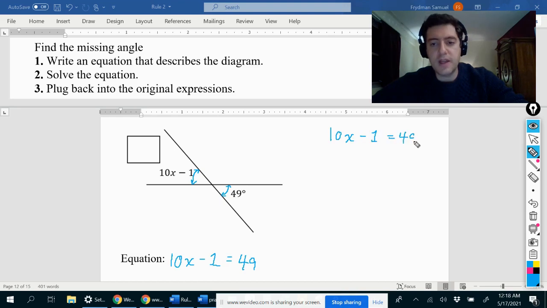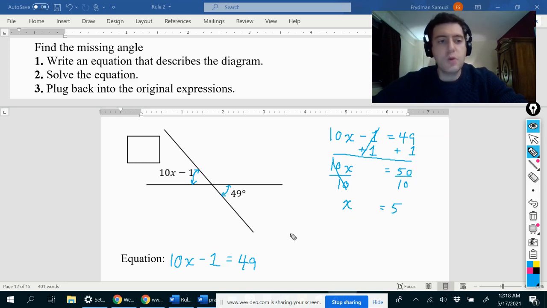Okay, we need to get the x by itself. So let's get rid of this first. The inverse of subtraction is addition. So we will add 1 to both sides. Then we have 10x equals 50. Now we have 10 times x over here. The inverse of multiplication is division. So we will divide by 10 on both sides so that these 10s cancel out. We get x equals 50 divided by 10 is 5. So we just solved the equation. That was step 2. So x is equal to 5.